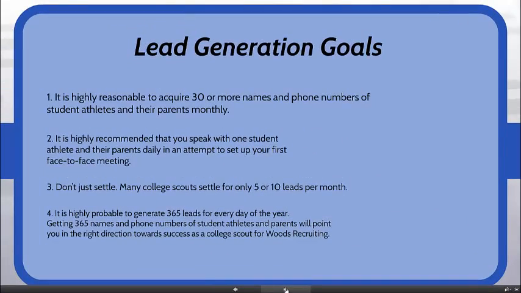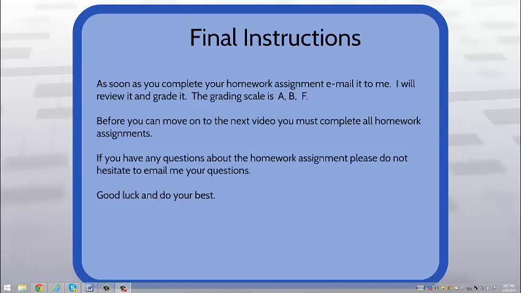Lead generation goals. Now, it's highly probable, in my opinion, to require 30 to 31 leads a month. It's 1 lead per day. Now, for some of you old school scouts, there was a song way back in the day, 1 is the loneliest number. So we're talking about 1. Set a goal of trying to get 1 lead per day. And I think it's important to be able to try to speak with 1 family per day to set up a face-to-face meeting.